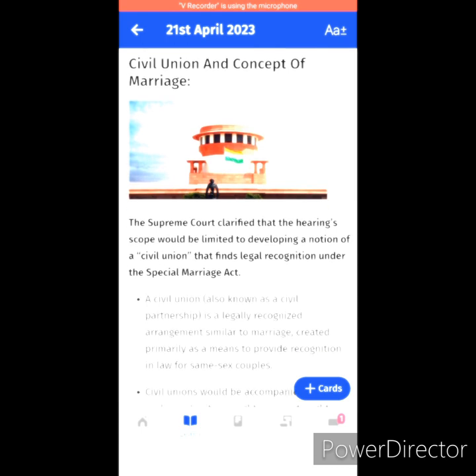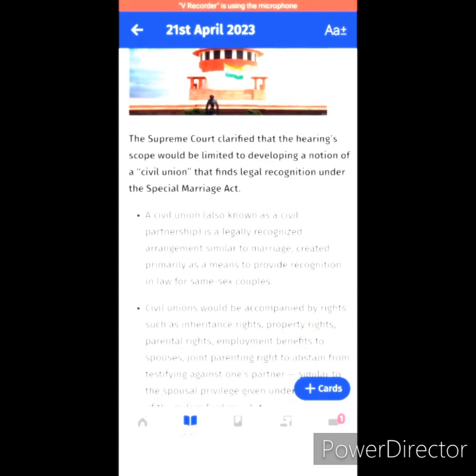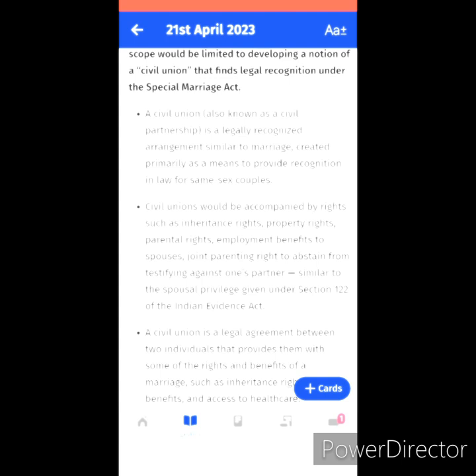Civil union and concept of marriage. The very next report. The Supreme Court clarified that the hearing's scope would be limited to developing a notion of a civil union that finds legal recognition under the Special Marriage Act. A civil union, also known as civil partnership, is a legally recognized arrangement similar to marriage, created primarily as a means to provide recognition in law for same sex couples.